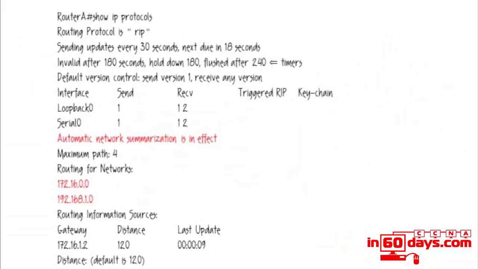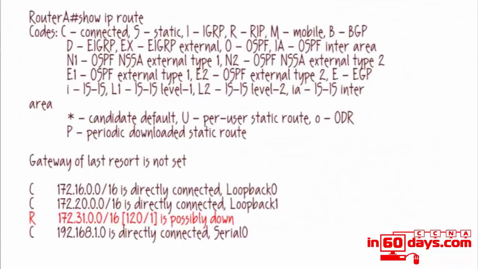Alright, so there's the output of the show ip protocols command. It tells you automatic network summarization is in effect. What that means is nobody's typed no auto-summary. You can see it's routing for two networks, the 172.16 and 192.168.1.0 network. I've typed a show ip route command and you can see one of the networks here. The three are connected and one of them has been learned by RIP.